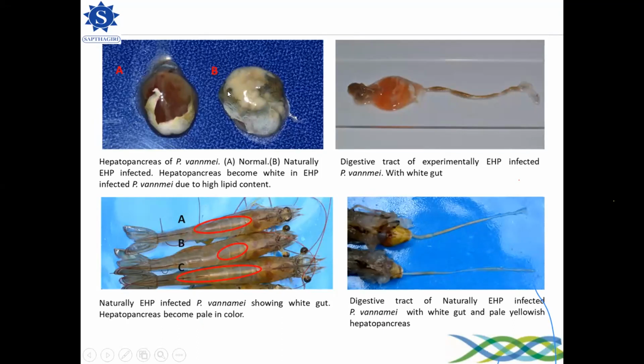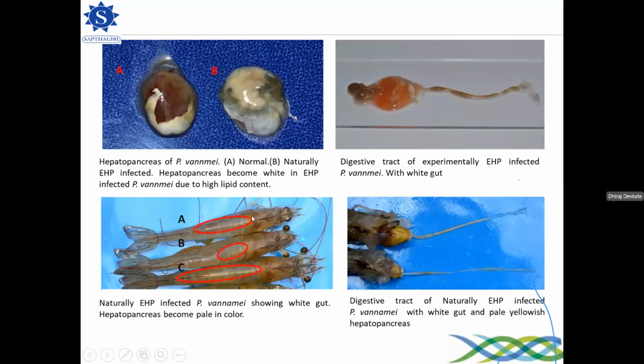Whereas in the EHP infected hepatopancreas, in this picture, the epithelial cells and the inside content are affected. This is very important: the cell is getting fat deposition, is sloughed off, and the cells also slough off from the hepatopancreas. This is naturally infected from a pond from Iskapalli, Andhra Pradesh.